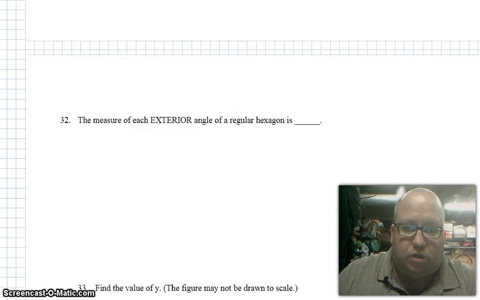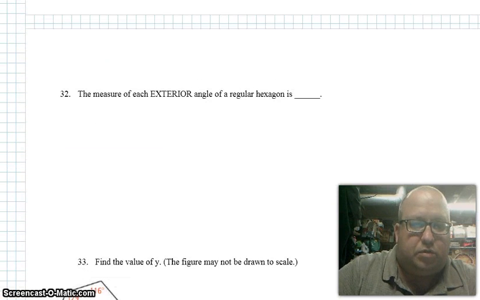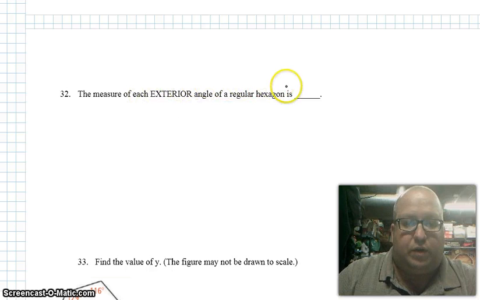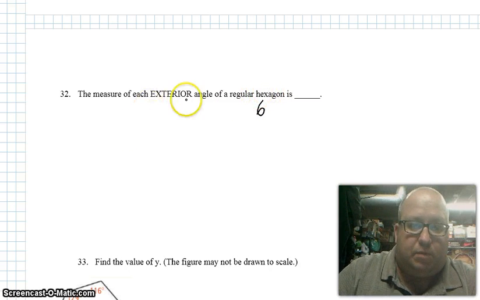All right, so since we just looked at number 2, this one won't be so tough, that second part of that one. The measure of each exterior angle of a regular hexagon. Well, the fact of the matter is we don't really care how many sides it has. I mean, we need to know for the sake of our problem, but I'm not going to draw it or anything. The sum of the exterior angles is always 360.